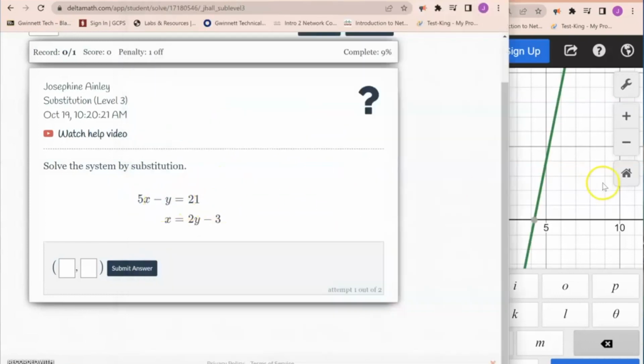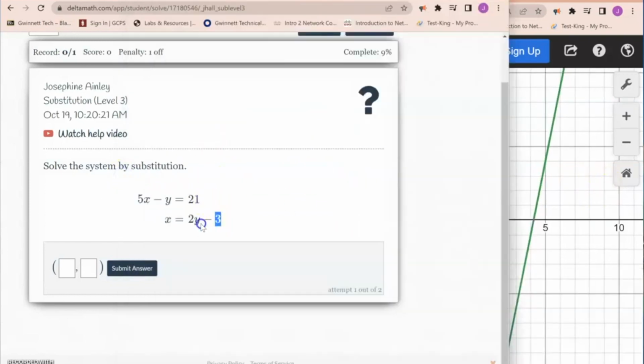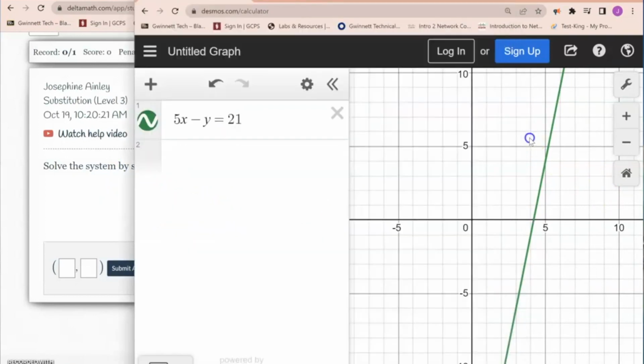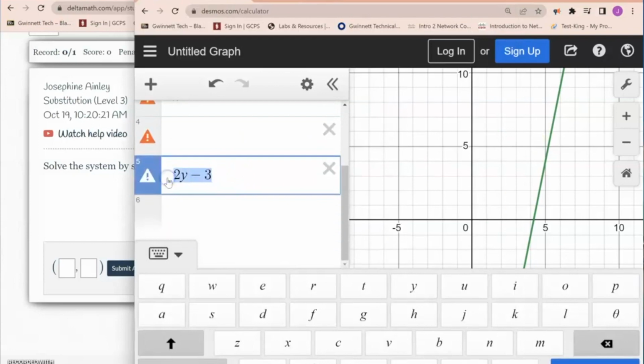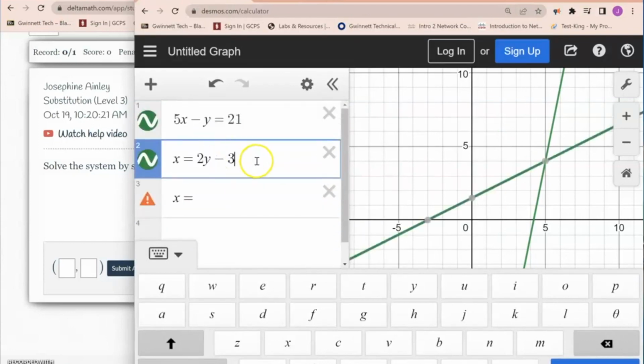So 5x minus y equals 21. That's perfect. All right, Control-C to copy, Control-V to paste. And it's looking funky. I'm going to cut this part, Control-X, X out of those, Control-V.